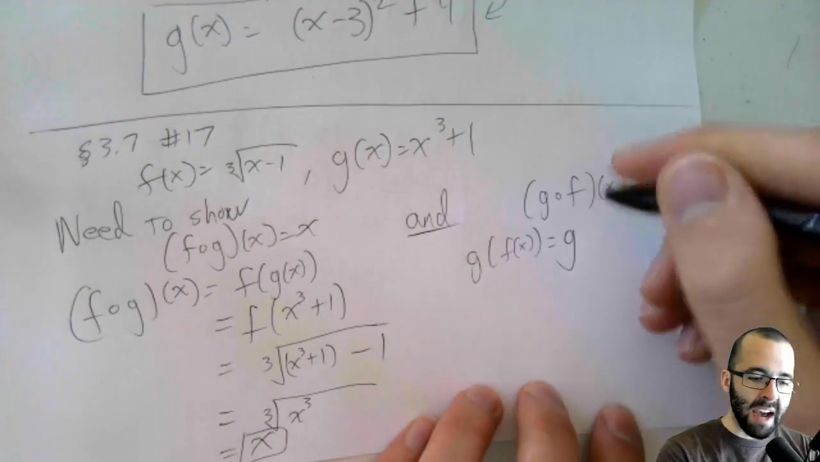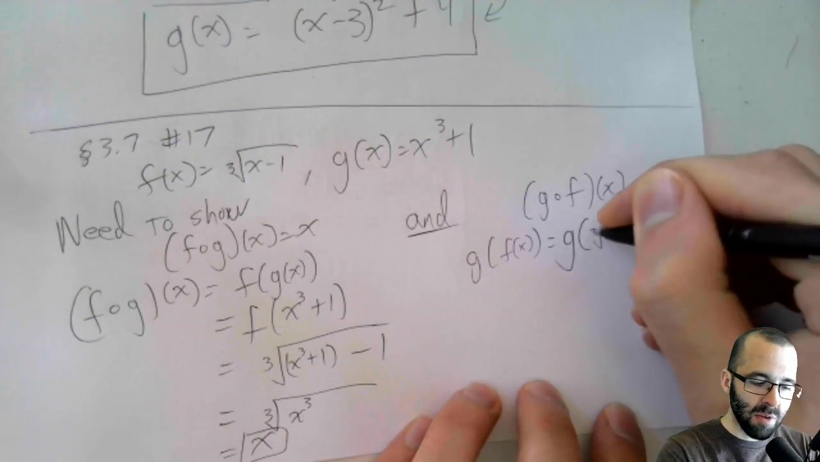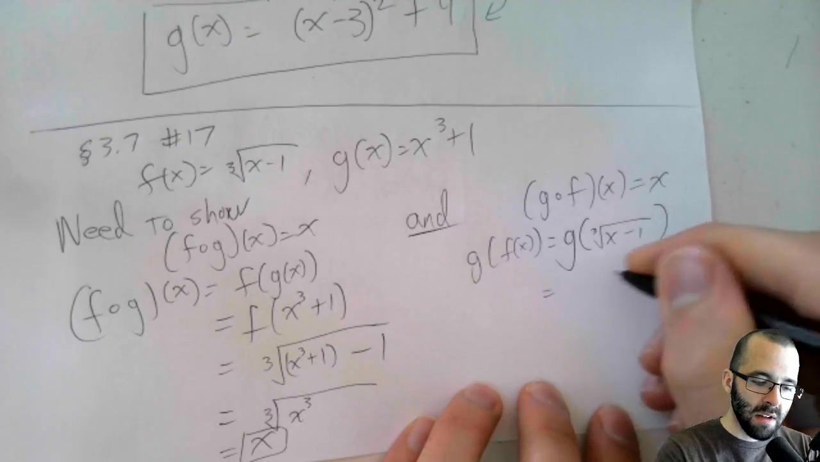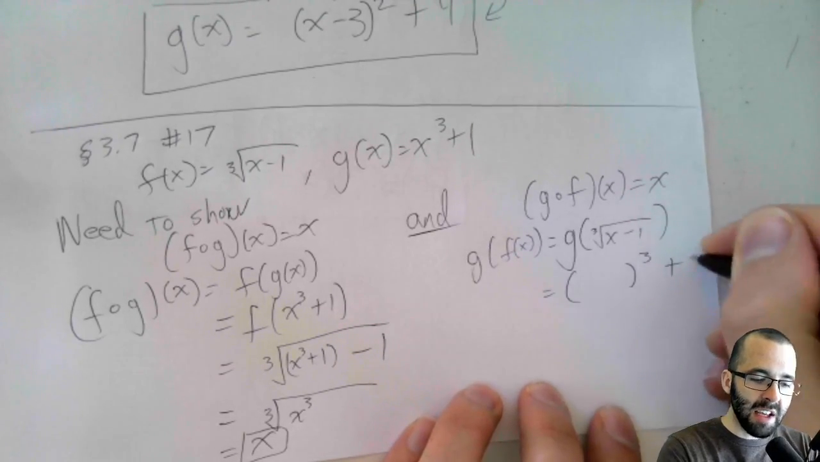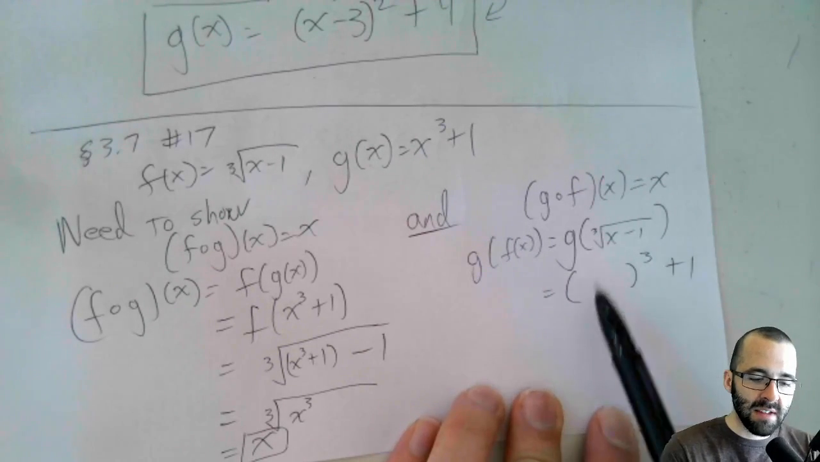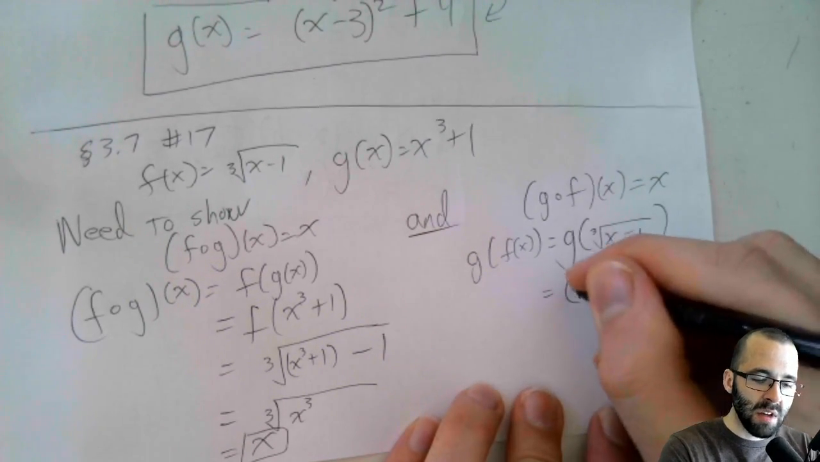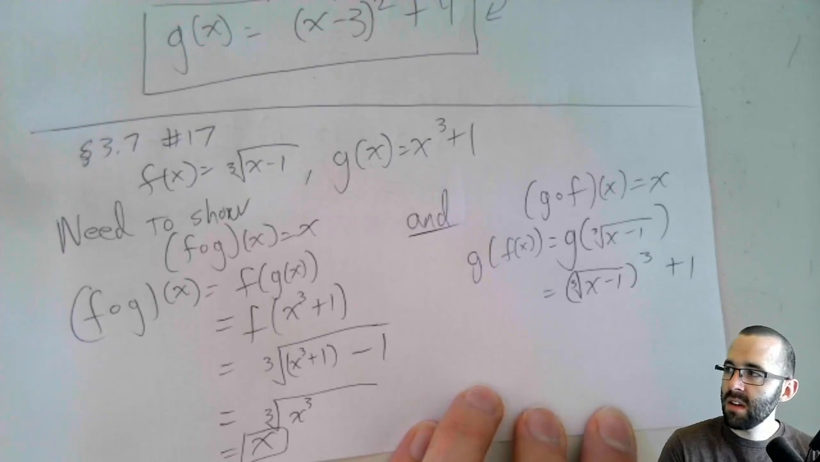Right, again, f is the inside function here. That's the cubed root of x minus 1. We plug that into g. We get g is something cubed plus 1. That's g of x. And the something in this case is that cubed root of x minus 1.